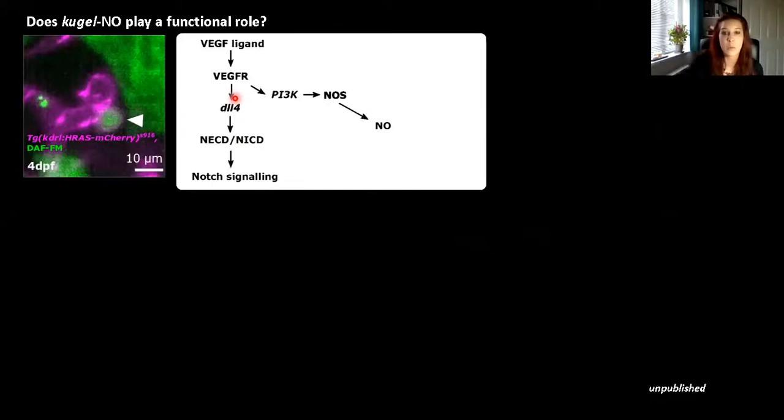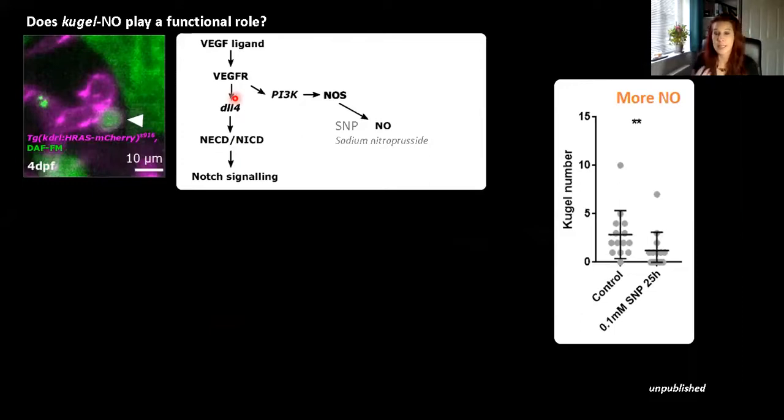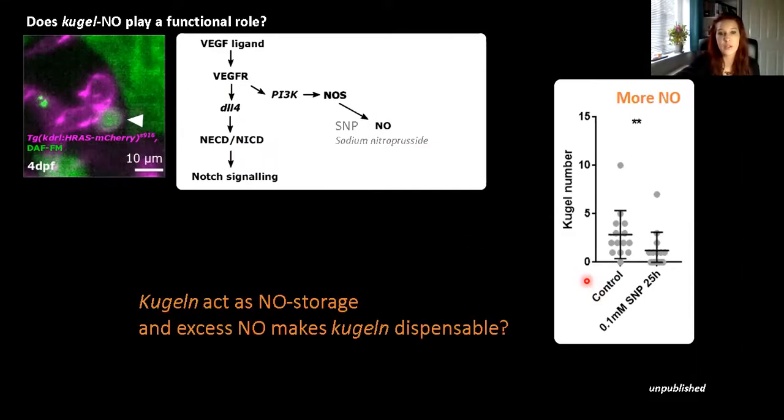So what we did was to supply a drug called SNP, or sodium nitroprusside, and what we found is that there's a significant reduction of the number of Kugel if we supply SNP. So our current thought process is that if Kugel are a storage for nitric oxide, maybe this artificial supply with SNP is making Kugel dispensable. This is one way of thought that we're now examining a little bit more.